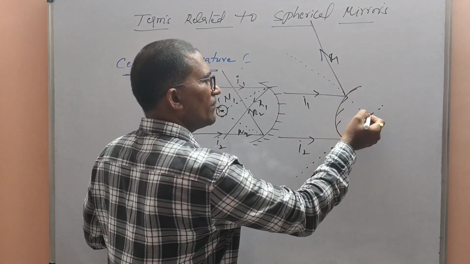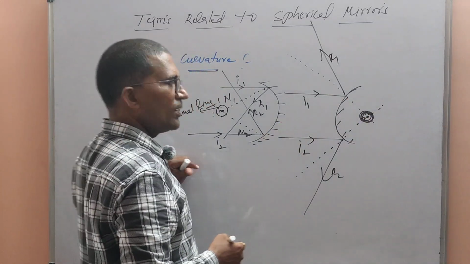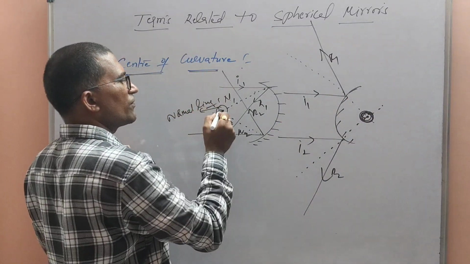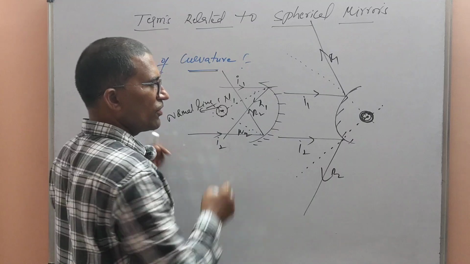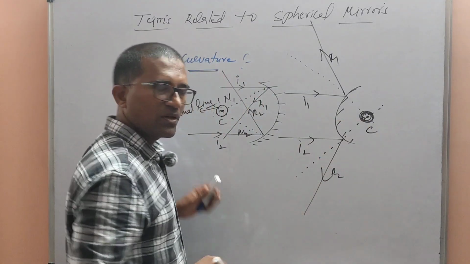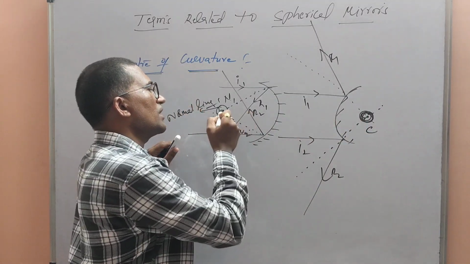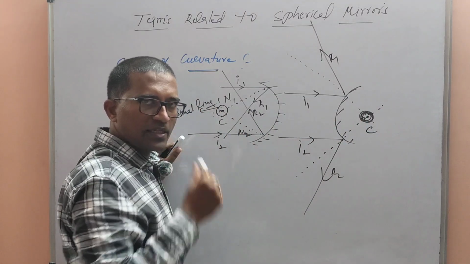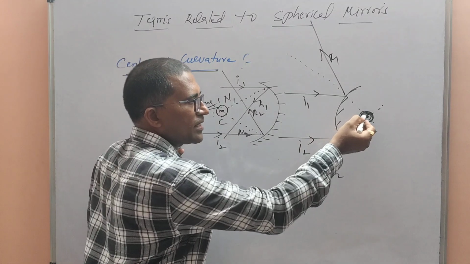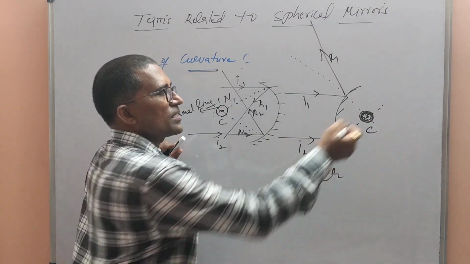So the center of curvature for a convex mirror is within the mirror, and for a concave mirror it is in front of the mirror. Understood? If you observe the difference, this is the center of curvature here, and here it is the center of curvature. In the case of a convex mirror the center of curvature is inside; for a concave mirror it is in front of the mirror, that is, outside. Here the normal lines appear to be converging. So this is the center of curvature.